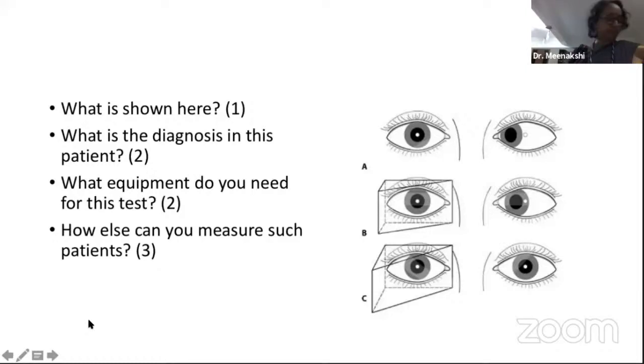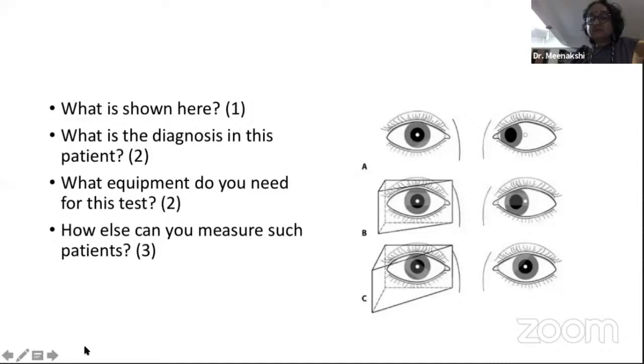Let me ask Dr. Vaibhav. Dr. Vaibhav, do you know what this test is called? Ma'am, this is a prism cover test. It is the cover? I don't see any cover. The prism is in front of the fixing eye. Okay. This is a modified Krimsky test. Fantastic. It's called a modified Krimsky test.